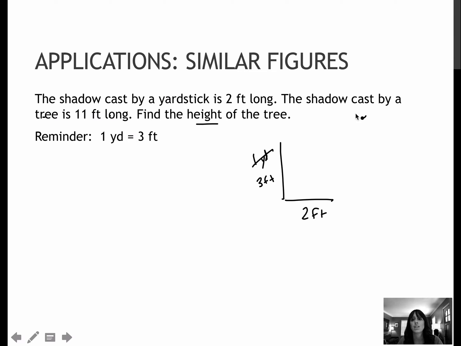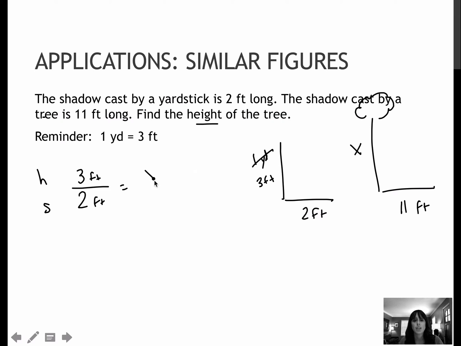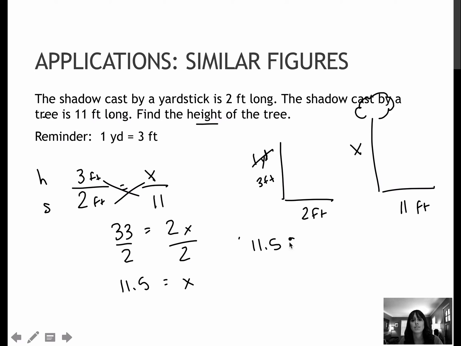So I've got this tree that's obviously taller than a yardstick. It's a beautiful tree, I know. And I don't know how tall that is, but I know that the shadow is 11 feet long. And so a way that I could set this up is 3 feet to 2 feet, which of course would be height to shadow, equals height to shadow. So then I would cross multiply, 33 equals 2x, and divide by 2 to get 11.5. So what does that tell me? That the height of the tree is 11.5 feet.